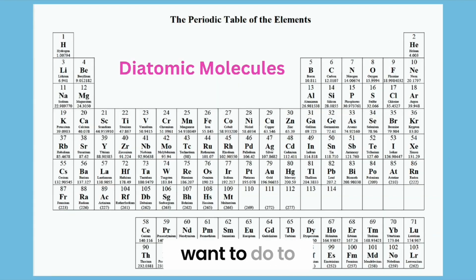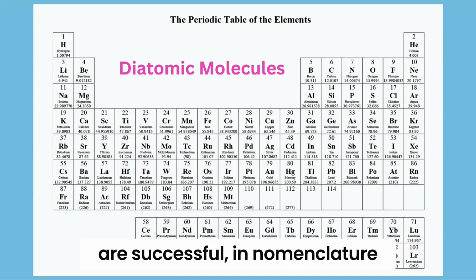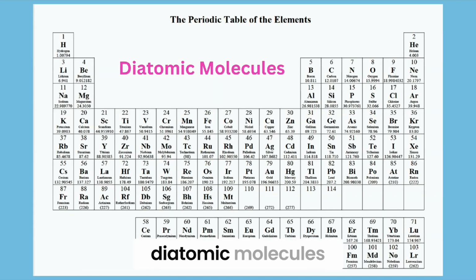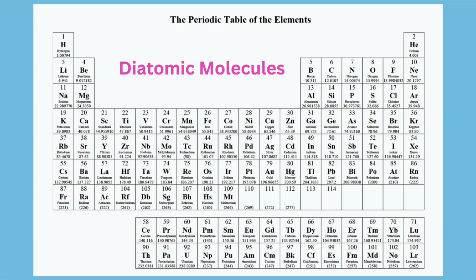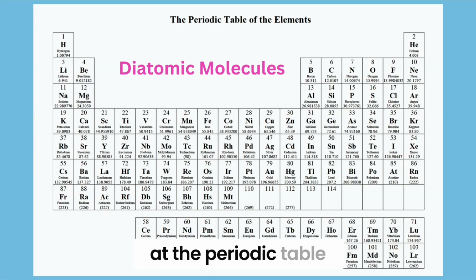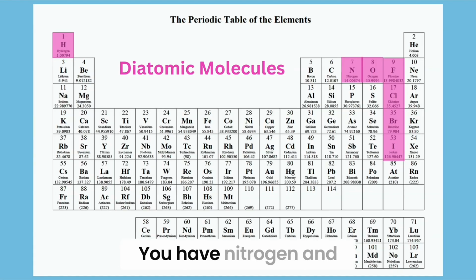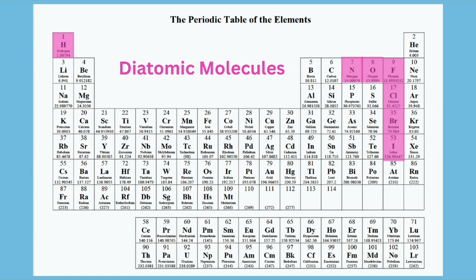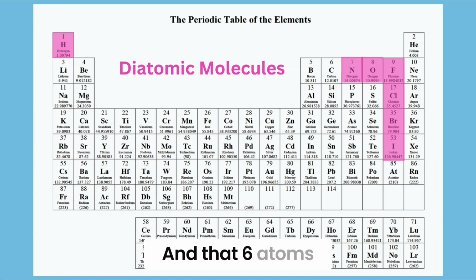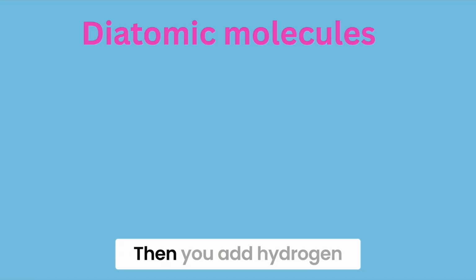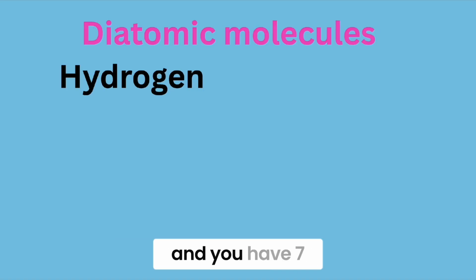The last thing you want to do to make sure that you are successful in nomenclature is to learn the diatomic molecules. There are 7 diatomic molecules that exist on the periodic table. And if you look at the periodic table where they're located, they make a wonderful little 7. You have nitrogen and oxygen, and then all the halogens, and that's 6 atoms. Then you add hydrogen, and you have 7.